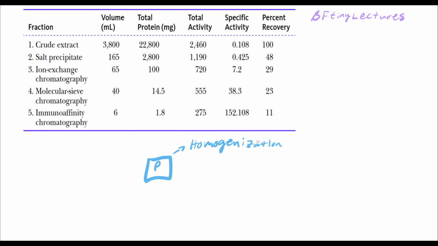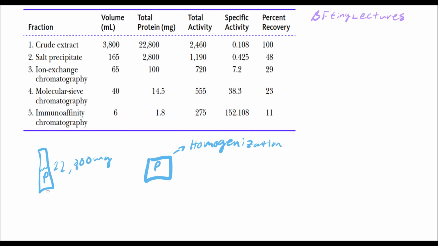Okay, so now let's assume that you have your protein and you want to measure how many enzymes are in it. Okay, so you have some tools that allow you to do that. And let's say that you start with a test tube with 3.8 milliliters of sample, actually 3,800 milliliters. Now within that little test tube, you have about 22,800 milligrams of protein. Okay.